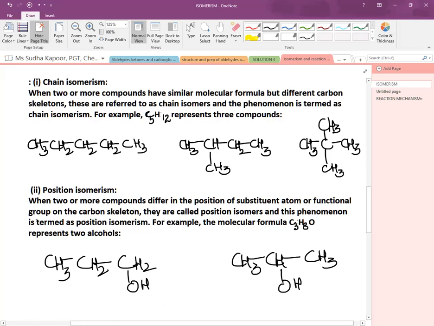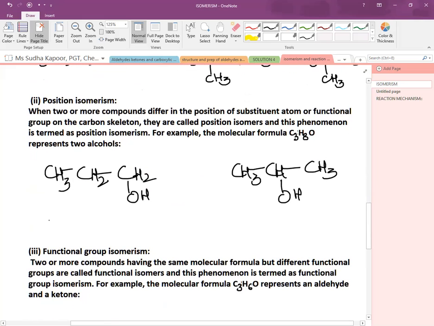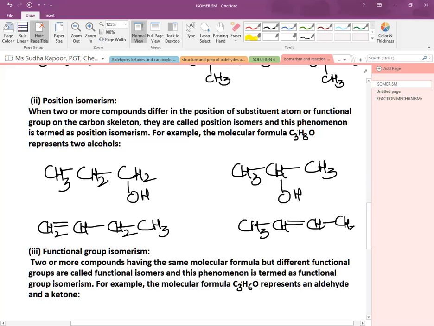In position isomers, one more example that we can take is but-1-ene. The position of the double bond has been shifted from the first carbon atom to the second carbon atom in the case of but-2-ene. So both of these are considered position isomers and the phenomenon as positional isomerism.